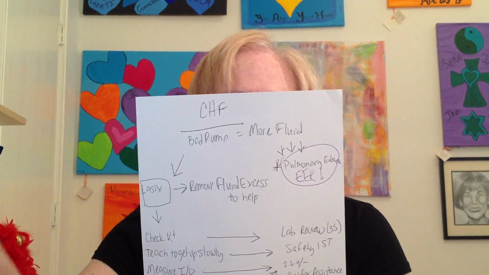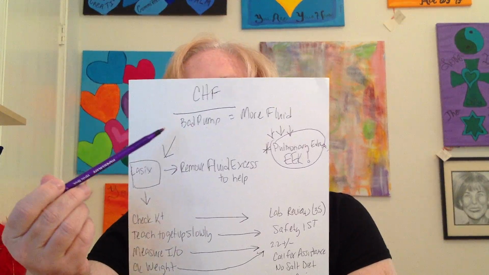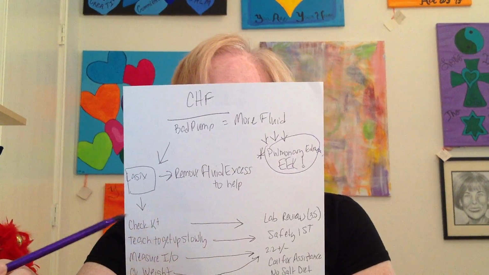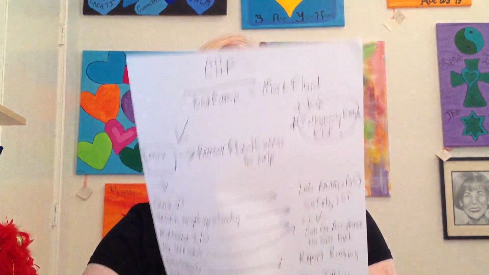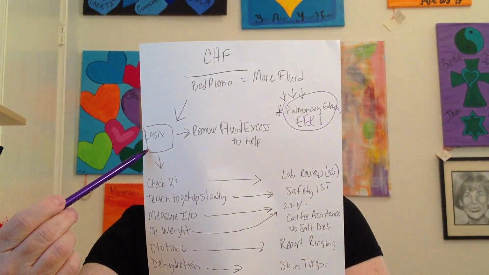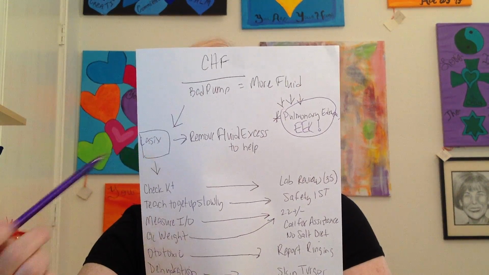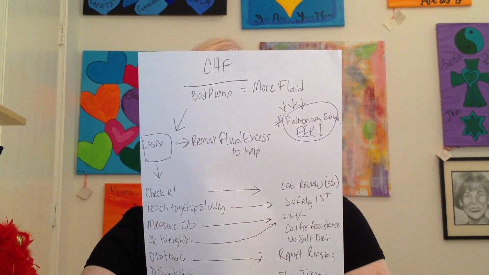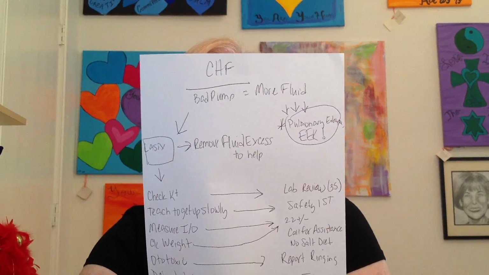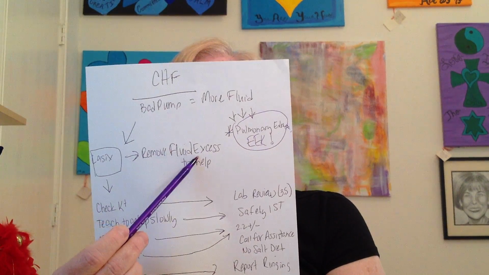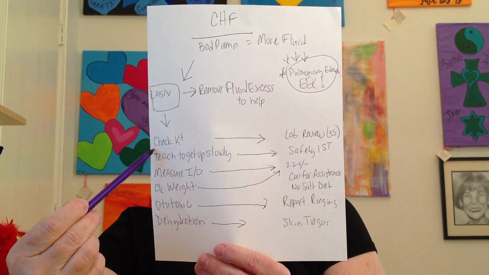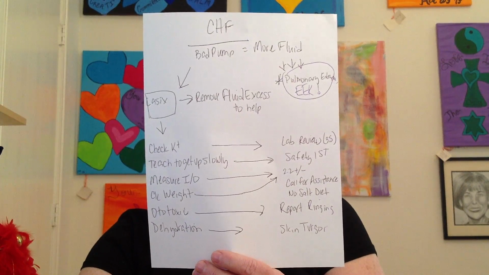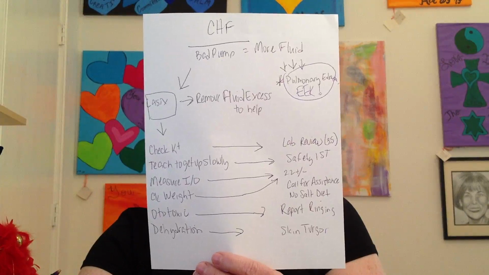So CHF, that's a disease that is about your bad pump. Your heart is a bad pump. Bad pump equals more fluid. That's a real down and dirty way to say, without your heart pumping efficiently, you're going to retain fluid, right? So then the one treatment that I chose to focus on was Lasix. And what the doctor is going to do is probably going to be more than just Lasix. However, this is just a real quick version. I wanted to focus on one thing. Lasix helps remove fluid excess, right? It also is going to make potassium go away, because we know that you lose potassium when you diurese, and that's Lasix's job.